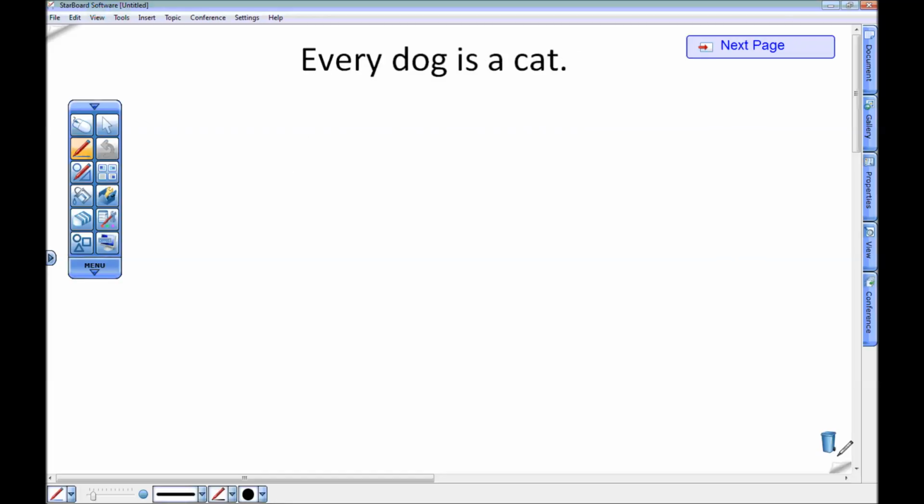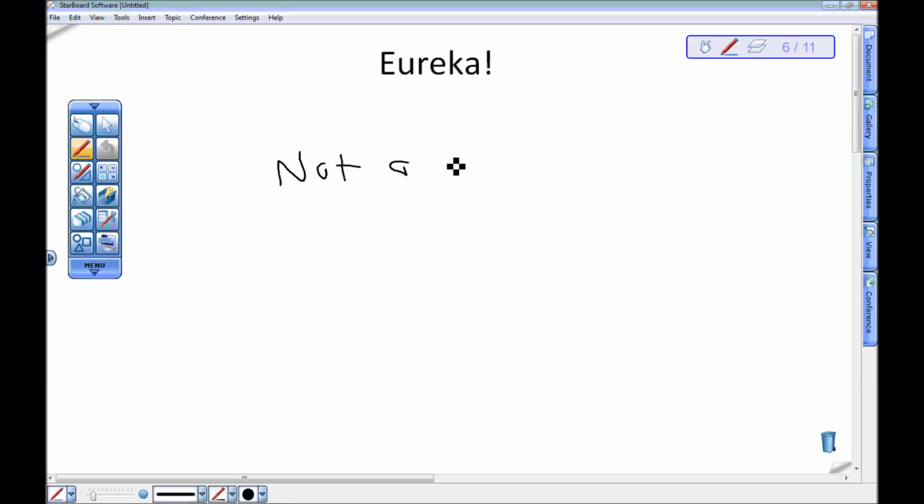All right. Every dog is a cat. Seems rather false, but certainly a statement. It's either true or false. Eureka. Now this isn't really making a claim. It's just an exclamation. So this is not a statement.